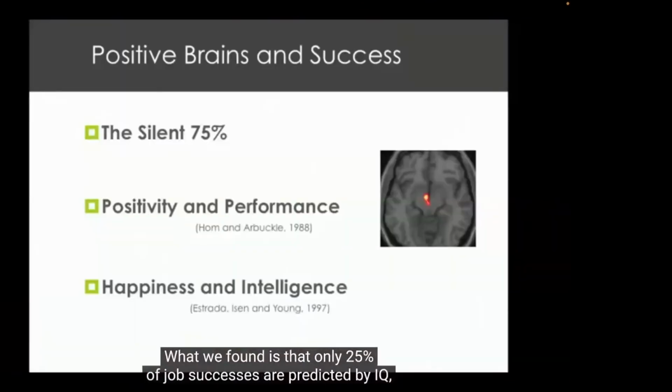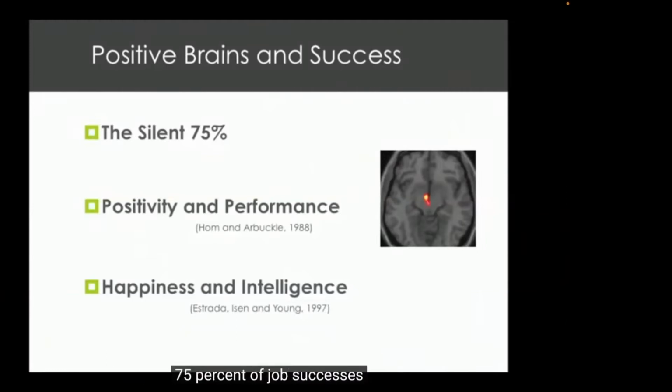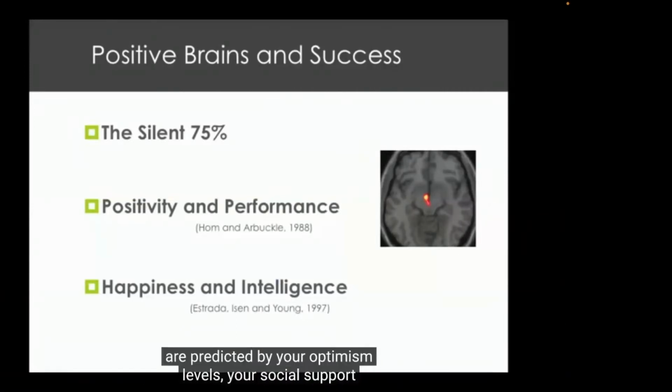What we found is that only 25% of job successes are predicted by IQ. 75% of job successes are predicted by your optimism levels, your social support, and your ability to see stress as a challenge instead of as a threat.